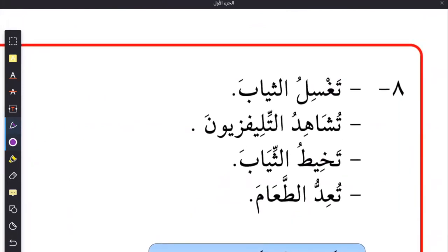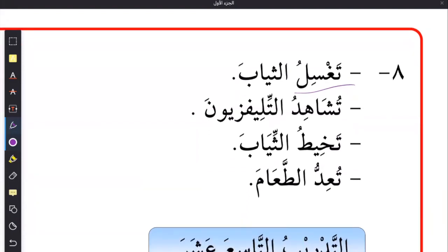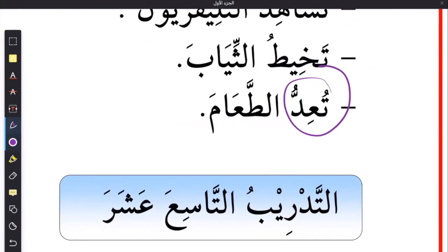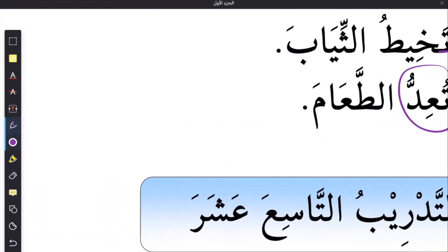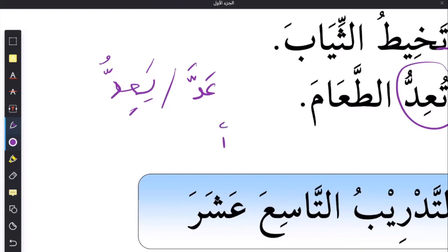Then we have taghsilu thiyab, ghasala, to wash. Tushahidu, we've been talking about. Takhitu is to sew and stitch. And okay, last one question is, what is tu'iddu? You have adda ya'iddu. Ya'iddu. Okay, and you have adda yu'iddu.